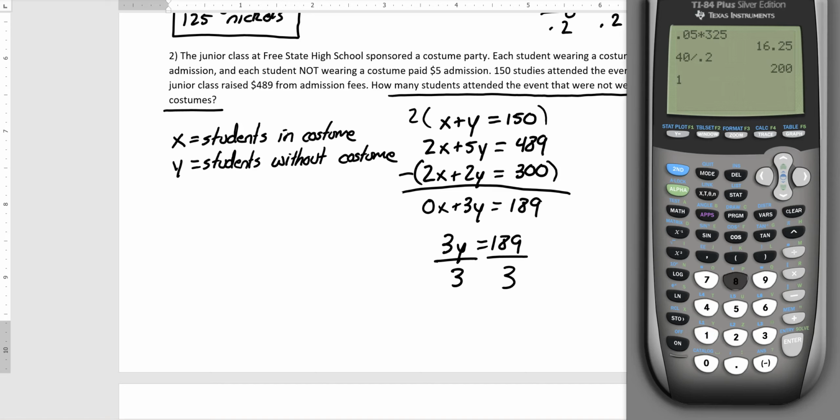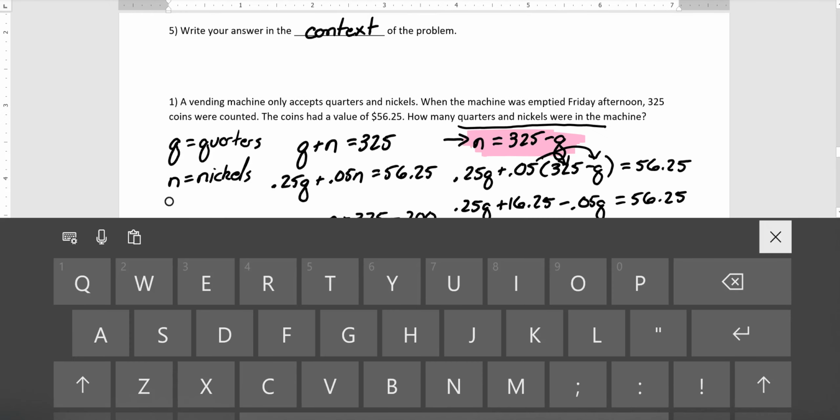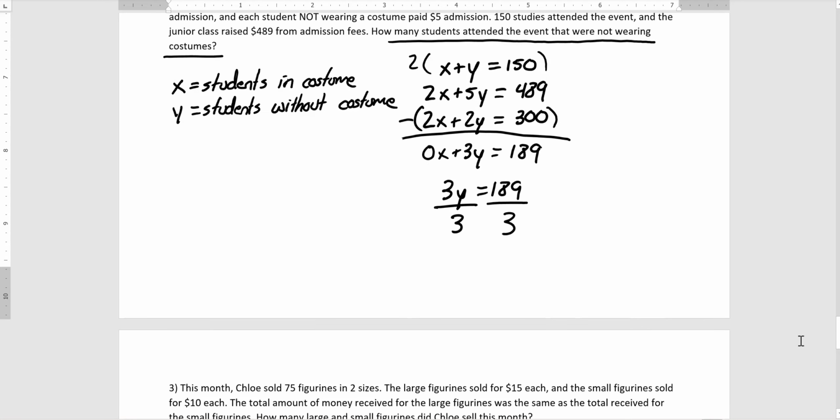Let's go ahead and check here. 189 divided by 3. Sure enough, 63. So we find y to equal 63. And look, we're actually done there. Notice what they're asking for. How many students were not wearing a costume? Well, that's what y represents, 63. So in this case, we don't need to plug it back in to find x. They're not asking us to find both. They're just asking us to find the one.